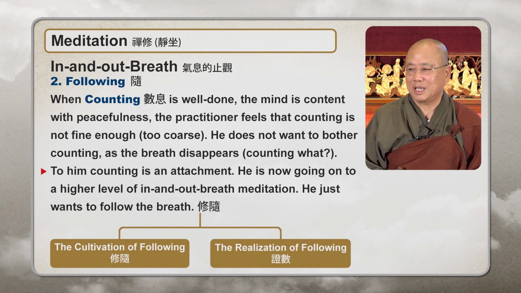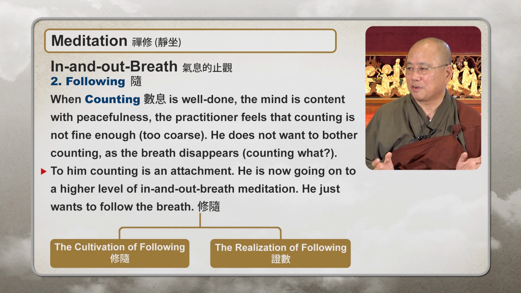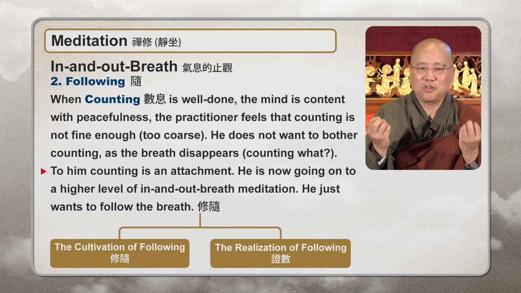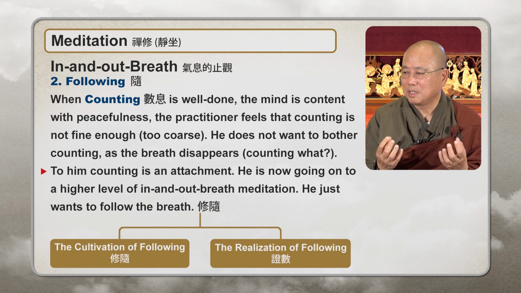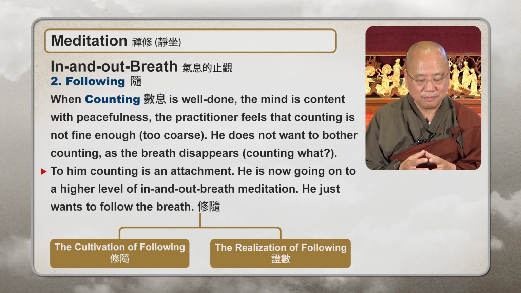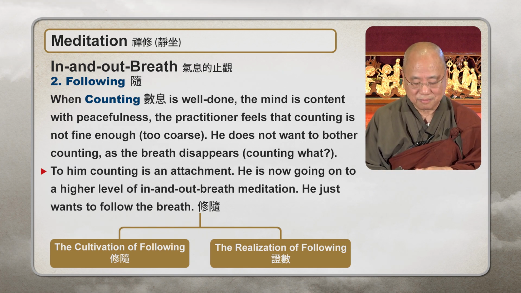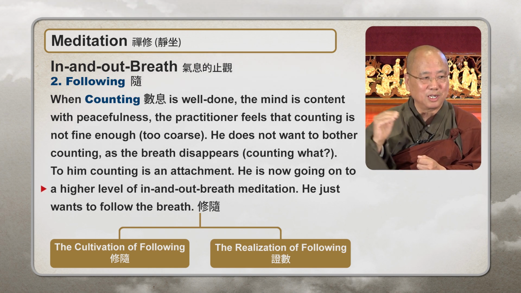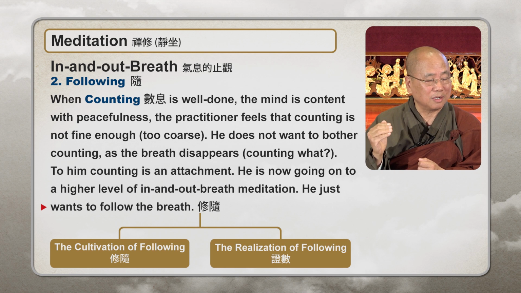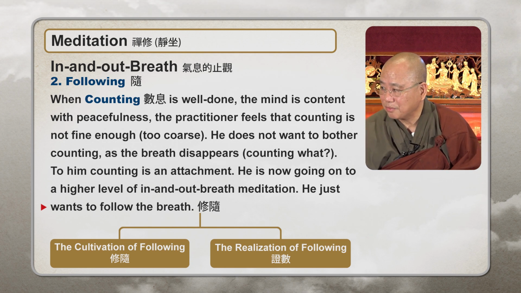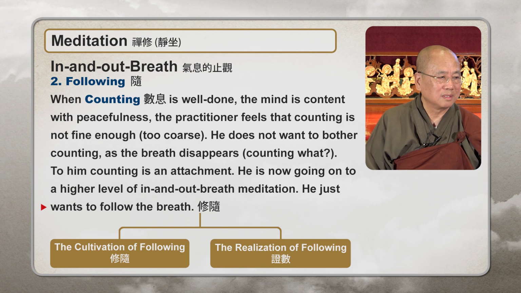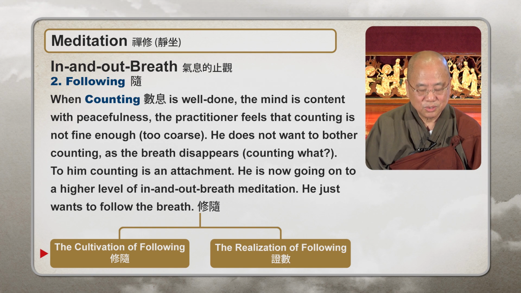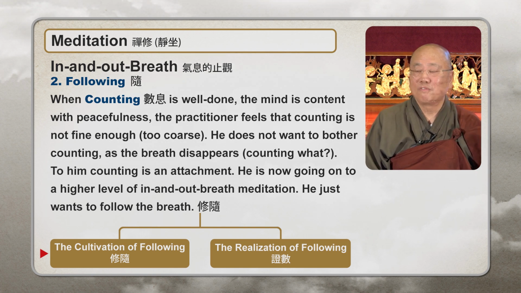To him, counting is an attachment. He wants to let go of counting because counting is a nuisance. Because your thought is so fine, so deep, and so peaceful, so quiet that even counting is a nuisance. It's an attachment. He's going to a higher level of in and out breath meditation. He just wants to what? To follow the breath. He does not want to count. He just wants to follow it. So we call it the cultivation of following.